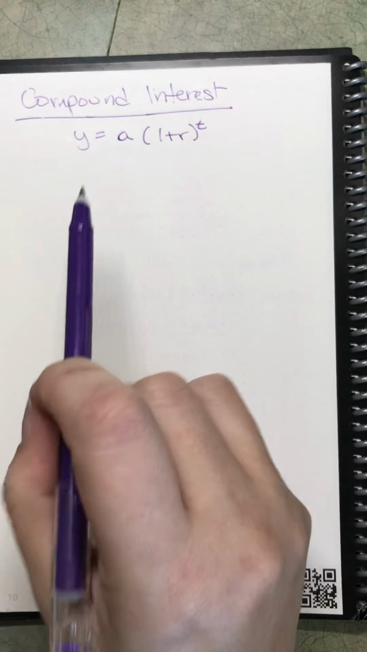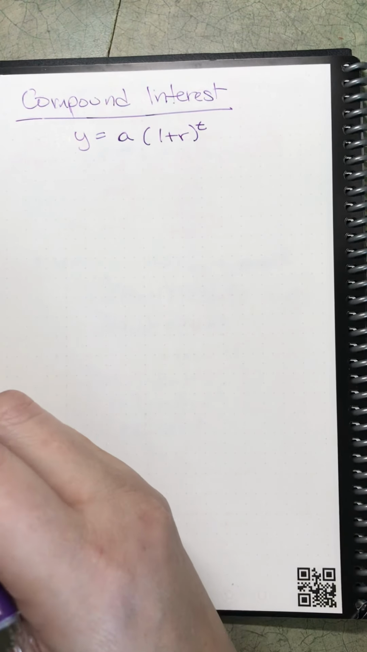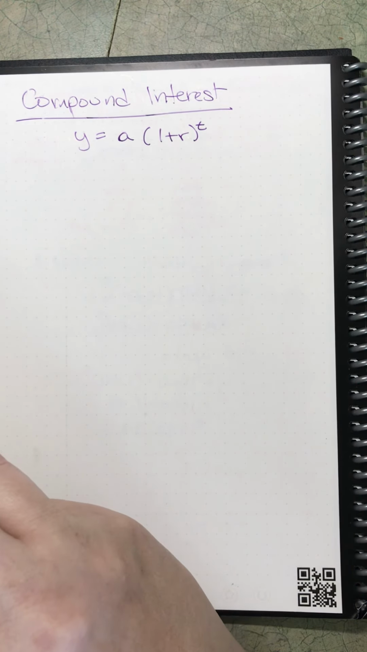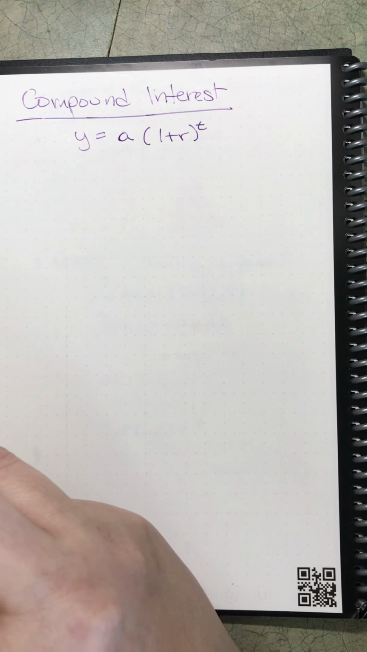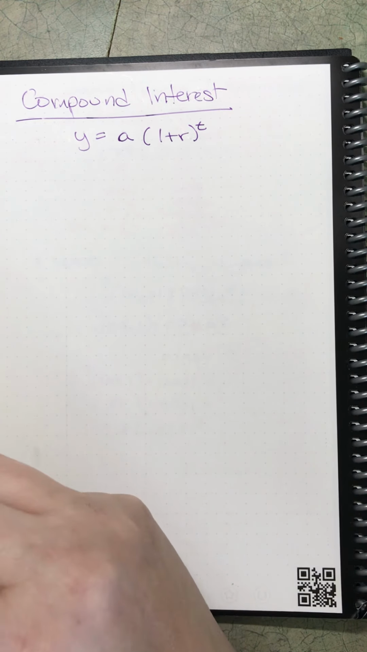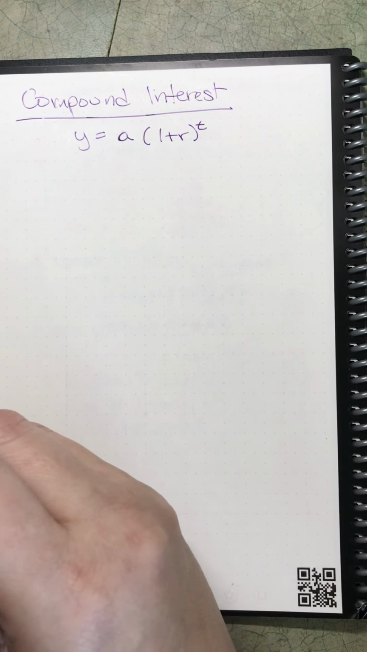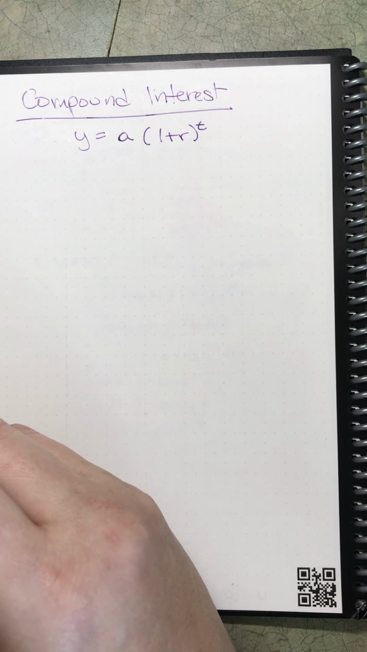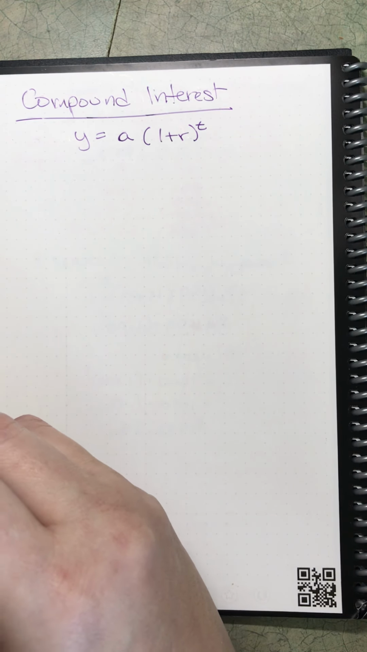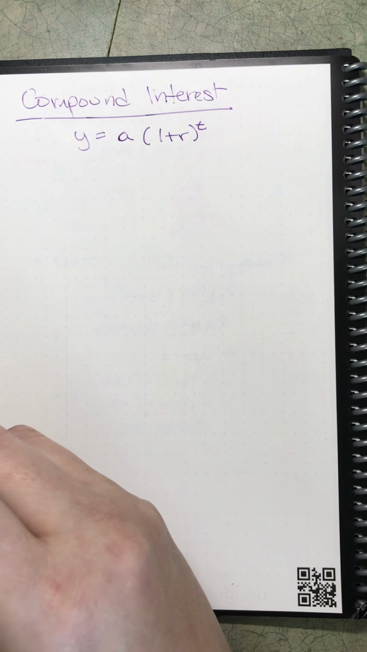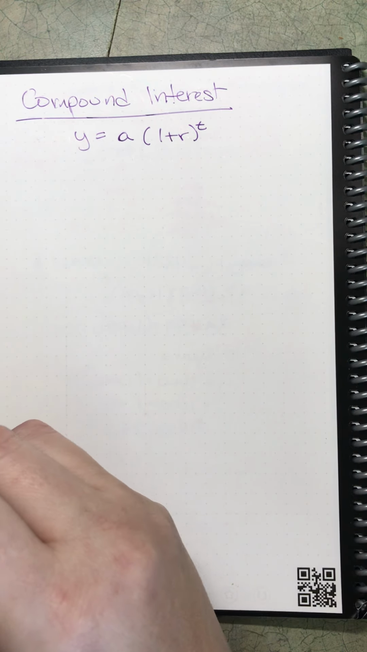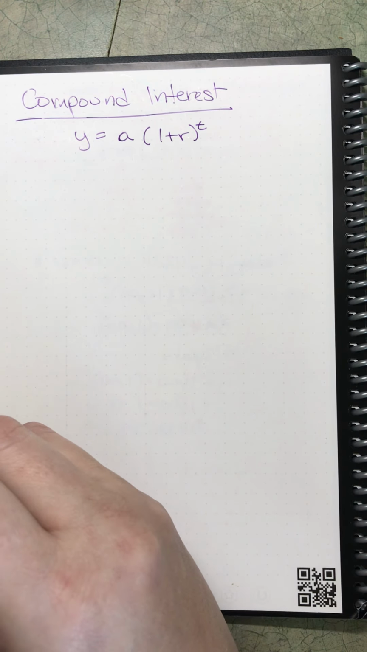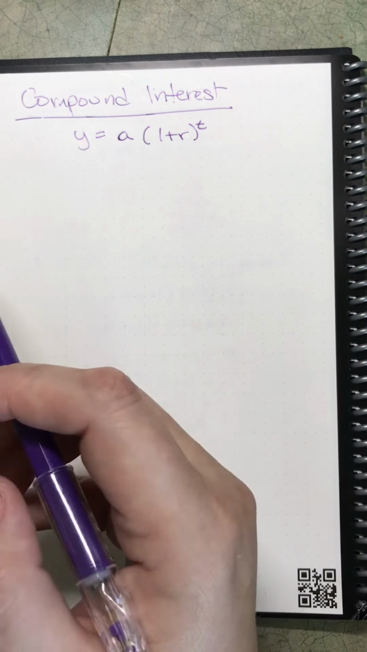So compound interest is a specific application of this model where we are taking our interest and earning interest on the interest. So instead of just earning a straight 4% of our initial investment every year, if we invested $1,000, 4% of that would be $40, so we would just get $40 a year. Simple.